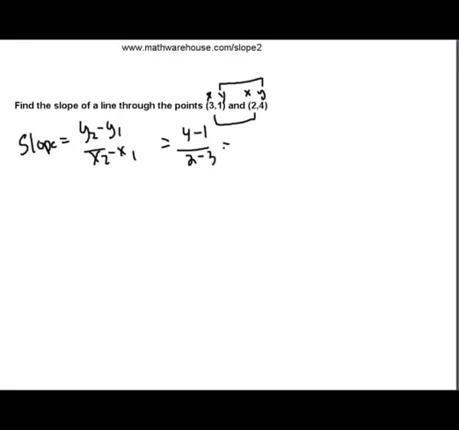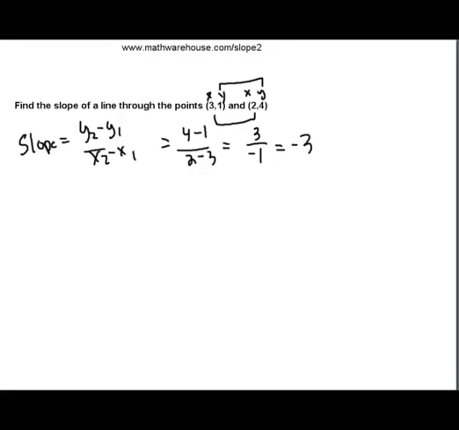Okay, let's find the slope of a line through the points 3, 1 and 2, 4. So, step 1 is to write our formula. Slope equals y2 minus y1 over x2 minus x1. Some people like to write the x and the y over the 2 points to keep them straight. So y2 minus y1 is 4 minus 1 over x2 minus x1, 2 minus 3. 4 minus 1 is 3, 2 minus 3 is negative 1, or negative 3.